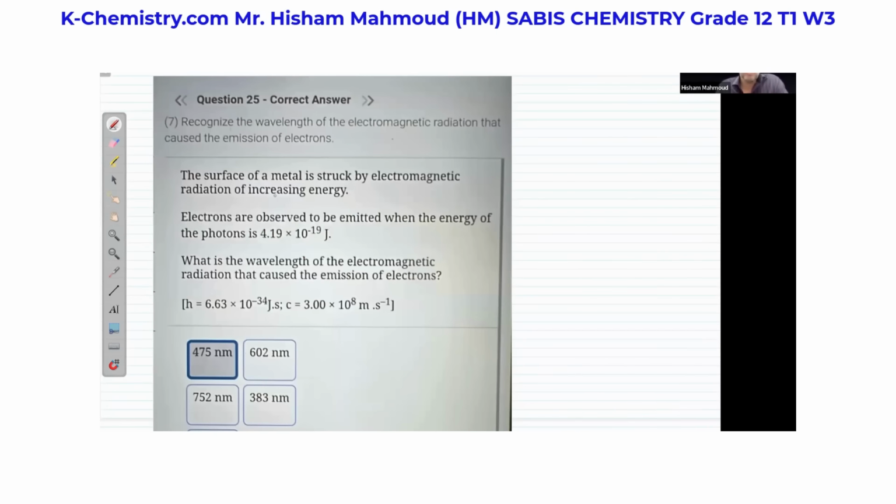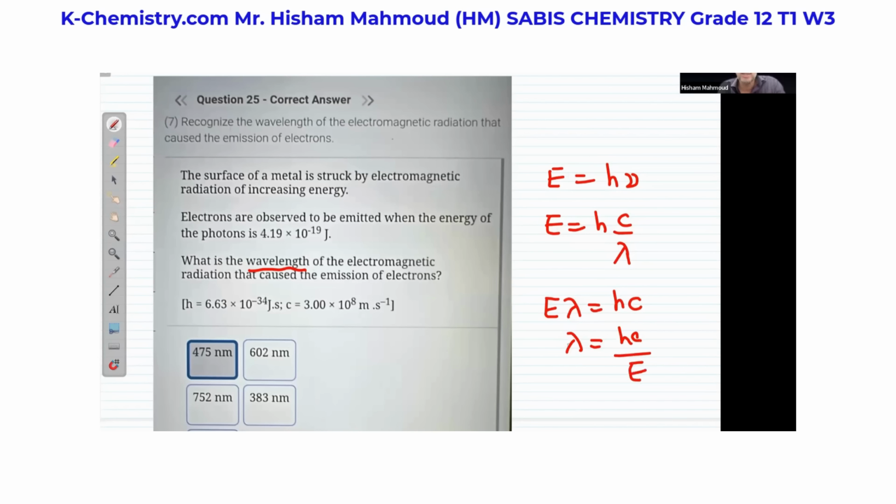Okay, the surface of a metal is struck by electromagnetic radiation. Electrons are observed to be emitted. Energy is equal to h multiplied by frequency, and I don't have frequency here. I need the wavelength. So E is equal to hc over the wavelength. Can you get this one? Yes, E multiplied by this guy is equal to hc. So this guy is equal to hc over E, and you should do the rest. Find the wavelength.